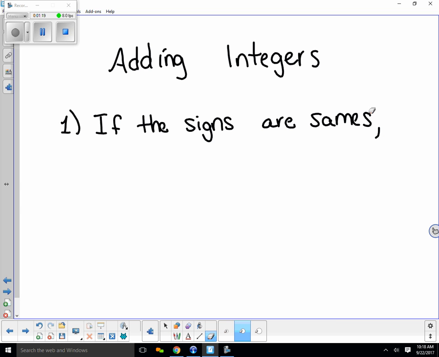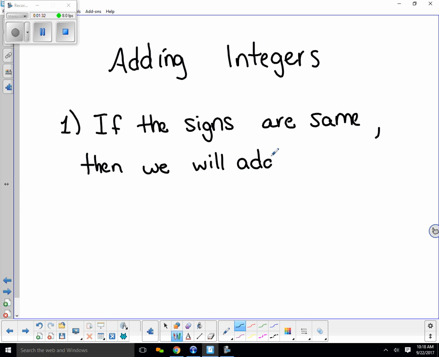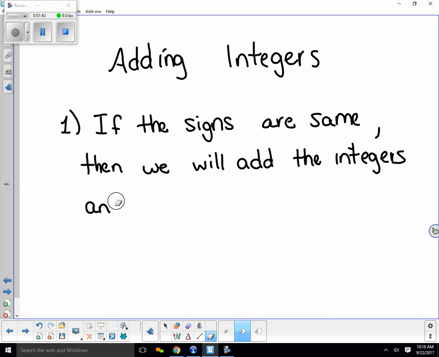let's take that S off. Okay, if the signs are the same, then we will add the integers and keep this sign.